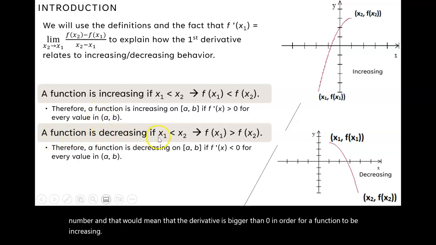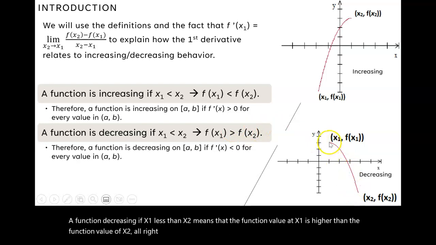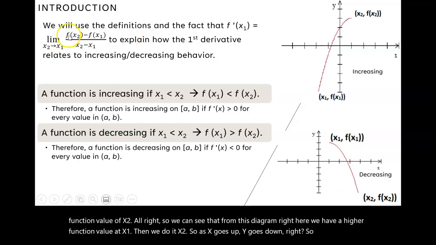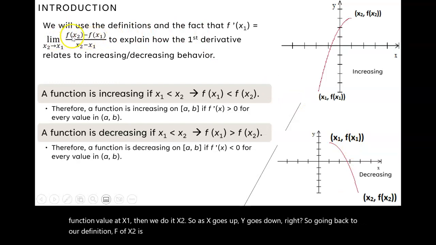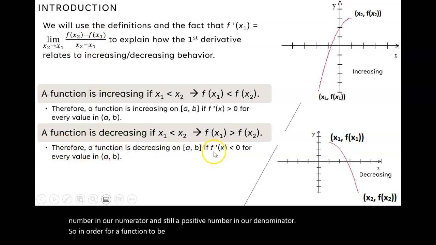A function is decreasing if x1 less than x2 means that the function value at x1 is higher than the function value at x2. We can see that from this diagram right here. We have a higher function value at x1 than we do at x2. So as x goes up, y goes down. Going back to our definition, f of x2 is the smaller of f of x2 and f of x1, so we would get a negative number in our numerator and still a positive number in our denominator. So in order for a function to be decreasing, that means that f prime of x is less than 0 for every value in a certain interval.